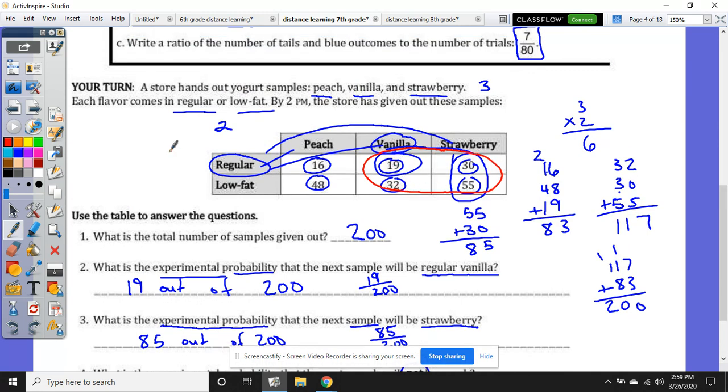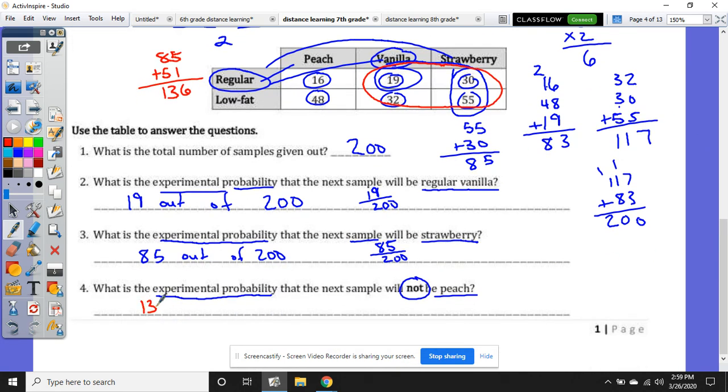So 55 and 30 is 85. 19 and 32, that's 51. And I'm going to add those together. 85 and 51 gives me 136 out of 200, or 136 over 200.